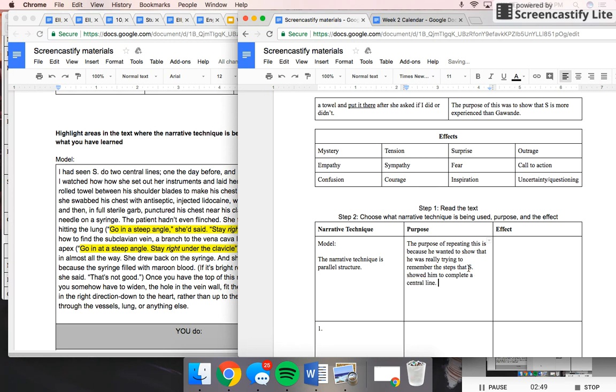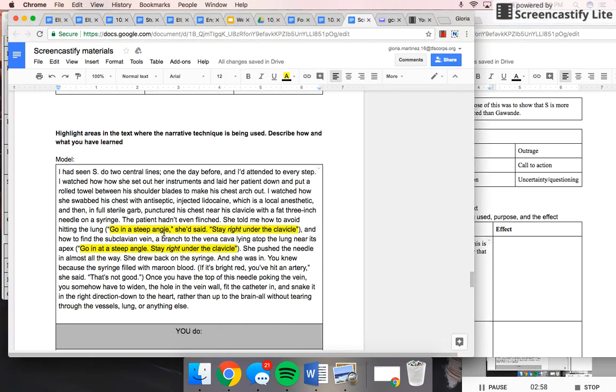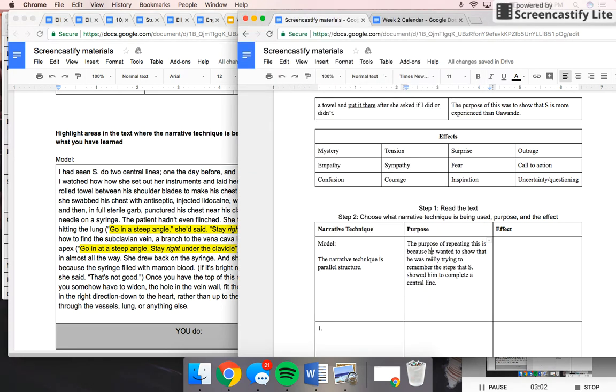Okay? So I know that he said these things. Okay? He repeated these 2 things. And the reason I said that is because he was trying to show us the steps that showed him how to complete a central line. Okay? So go ahead and write that down.